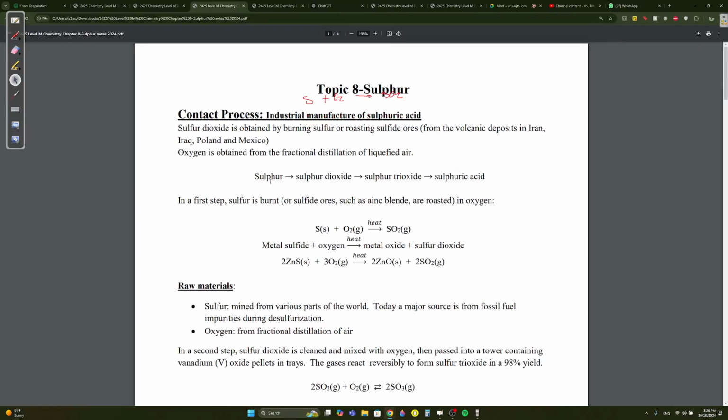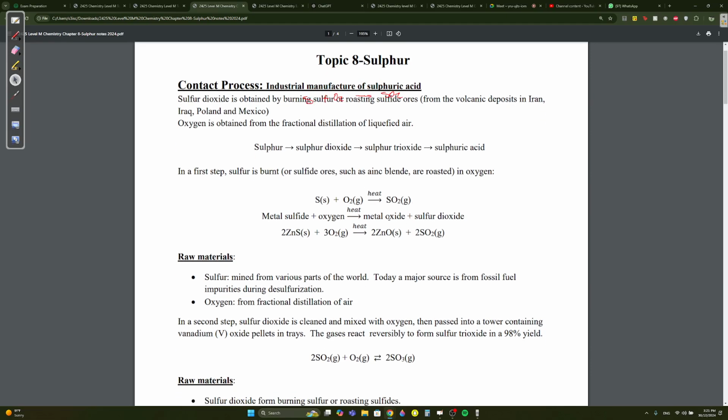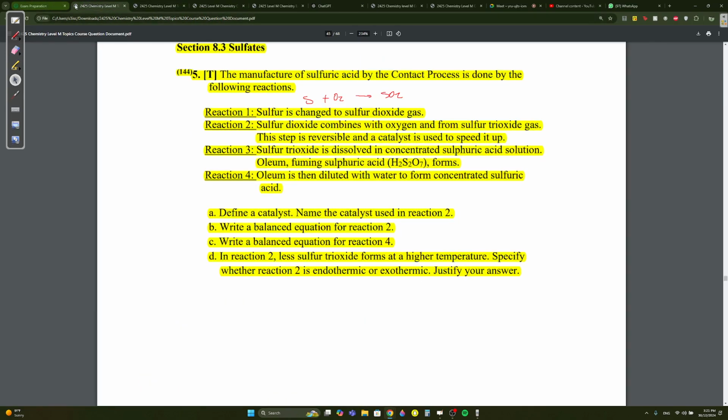In the first step, to get SO2, you can either burn sulfur in oxygen or roast sulfide ores. There are 2 ways to get it. I advise you, if you're studying from the periodic table, to go back and watch the CA quizzes. This was, I think, term 1 week 4, term 1 week 5.